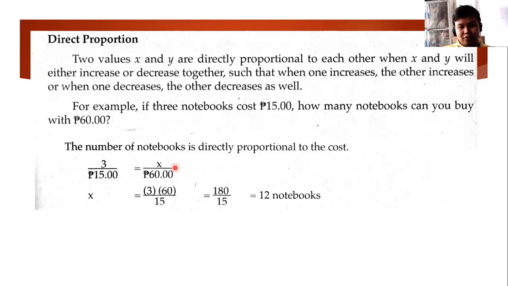So the number of notebooks is directly proportional to cost. So 3 over 15, right? 3 notebooks cost 15 pesos. Right? So that means 5 pesos each. So how many notebooks can you buy within 60 pesos, with a worth of 5 pesos? He just complicated it. With 15 pesos, you can buy 3 notebooks. Right? He just complicated my computation, no?